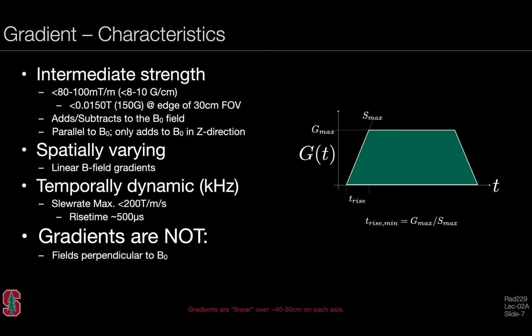Importantly, gradients are not fields perpendicular to B0. So while the GX gradient may sound as if it could be generating a field perpendicular to B0, which points along the Z or K hat direction, remember these fields strictly point along the K direction, but are gradients along the X, Y, or Z direction. And this will become more clear when we develop the mathematics and show some diagrams as well.